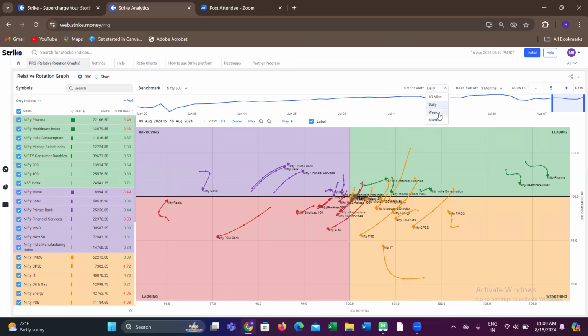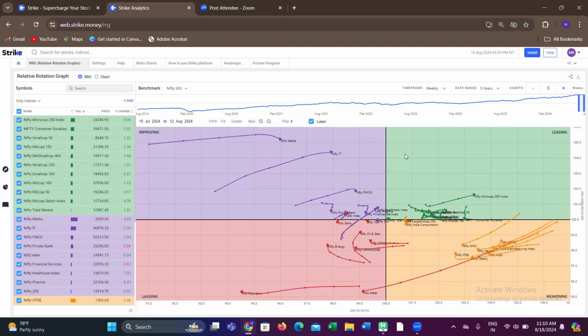So for me, first thing first, whenever I come to this graph, I'll change the benchmark to Nifty 500. That's number one. And I will look into weekly time frame. I never look for daily because daily has a lot of noise and it doesn't give you the clear picture about the rotation and it will definitely add more noise into it.